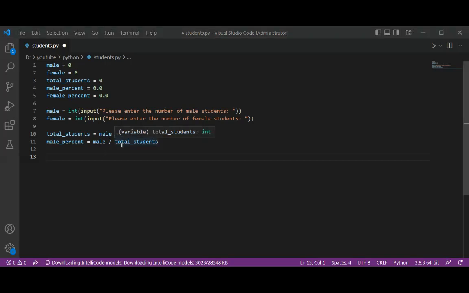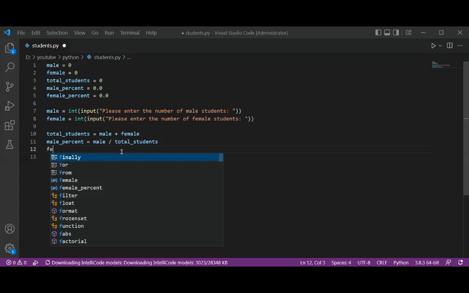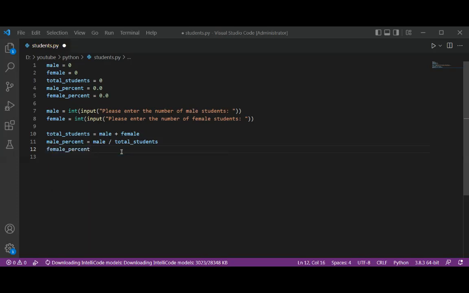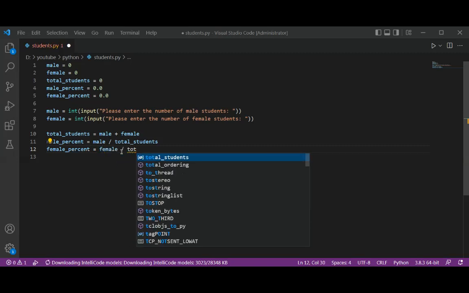And now we are going to calculate the percentage of female students. So this would be female percent. This would be female students divided by total students.